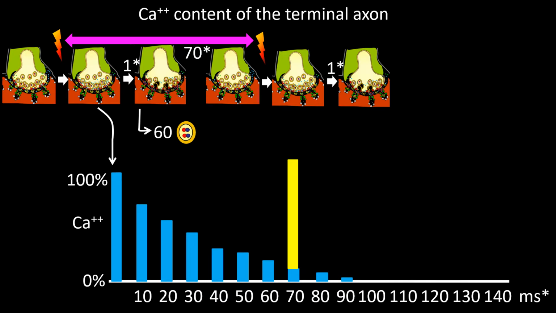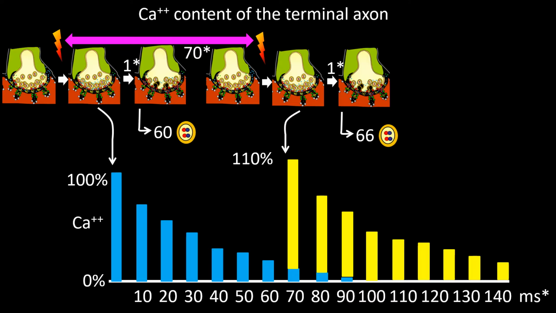After the second stimulus given 70 milliseconds after the first, as we just mentioned, the same amount of calcium that goes in after the first stimulus goes in, but it will be added to the calcium still there from the first stimulus. So now the amount of calcium present would be more. Instead of 100%, it will be 110%. And the number of vesicles released would also increase, let's say to 66.